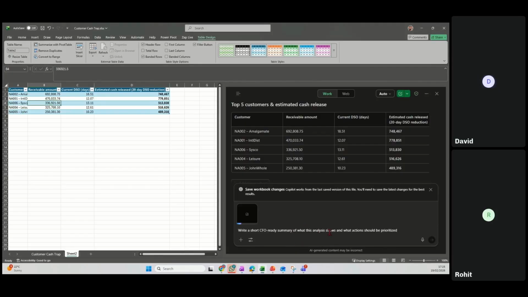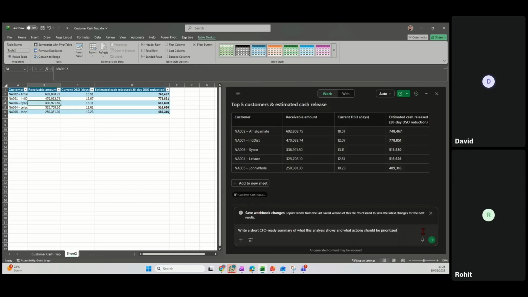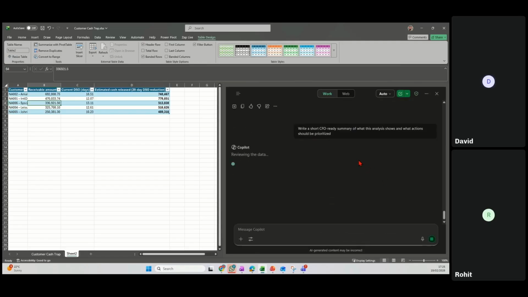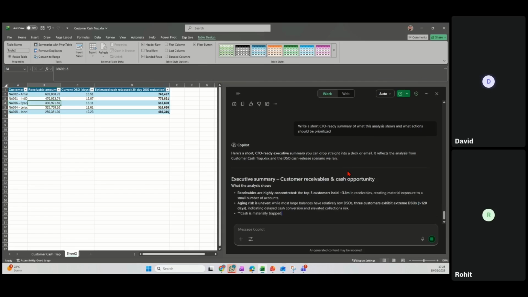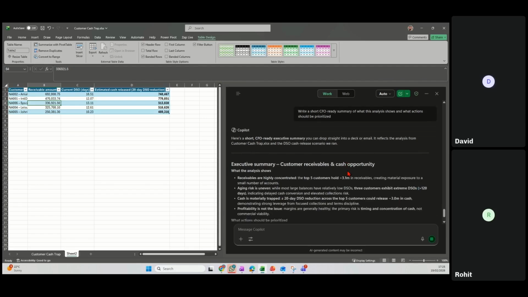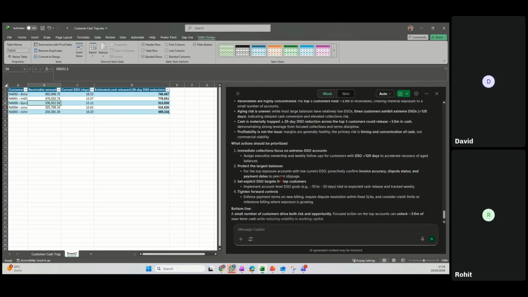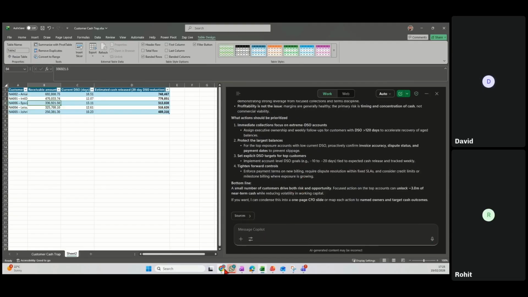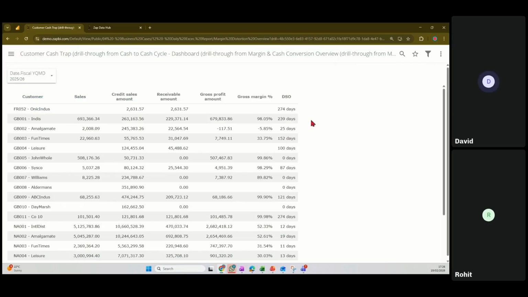And then I'm just going to write one last query. Let's create a short CFO-ready summary that shows what actions need to be prioritized. So the whole idea is to convert data into insights and to convert those insights into actions. And this is what's happening here. We are converting all of this into insights. So these are the next things that we can do. And the last thing, just to conclude, we show here the cash trap.